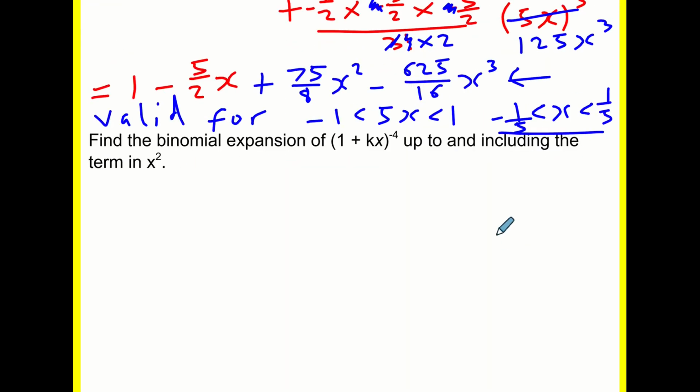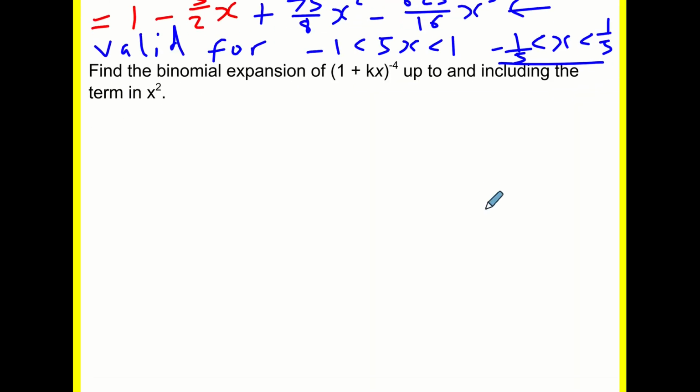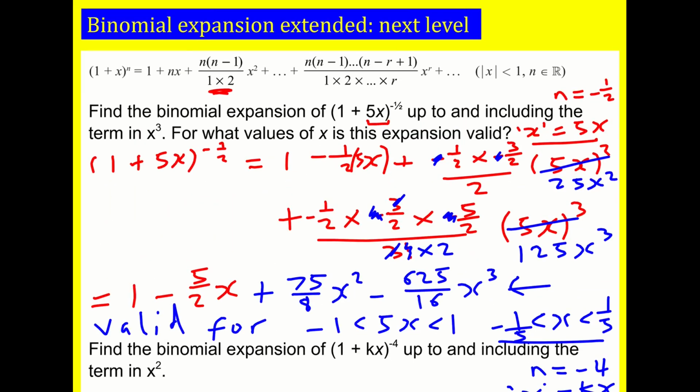Okay, hopefully you got that, and maybe you skip through the video to check that. That's absolutely fine if you want to do that, and do the same here. So here I've got n is equal to -4, and now x in inverted commas is actually kx. Just going to grab my formula. Okay, I've got it to refer to.